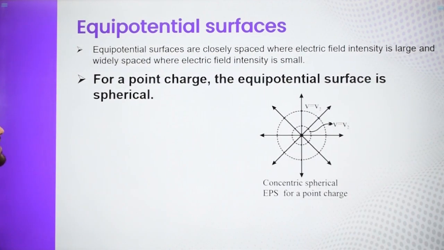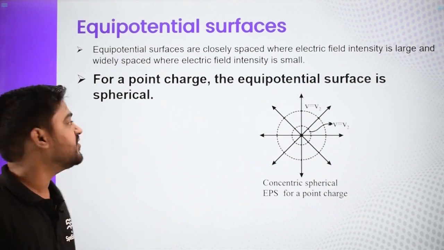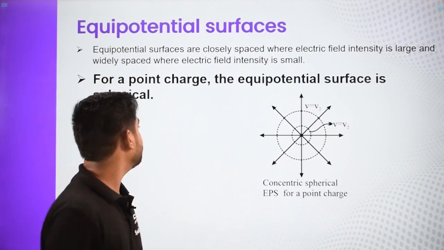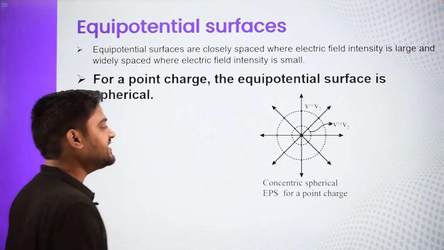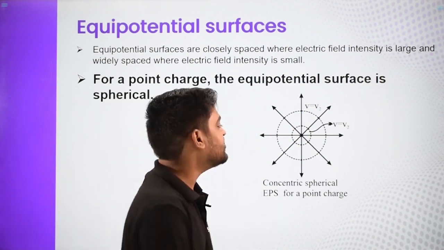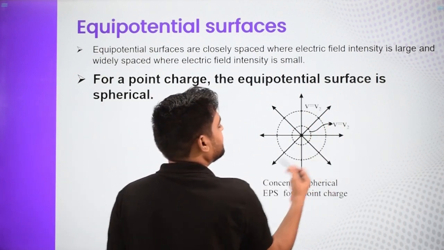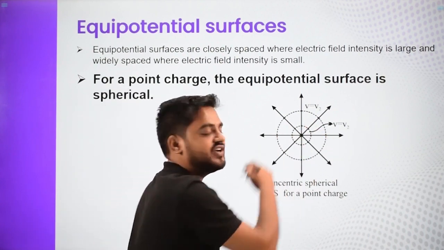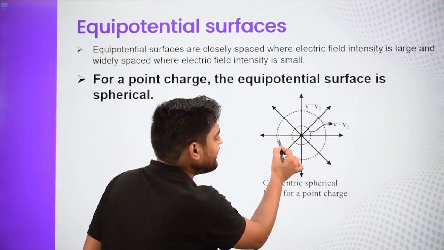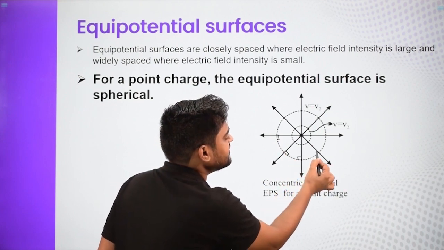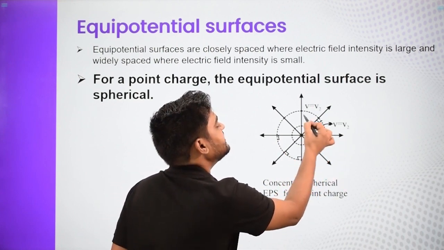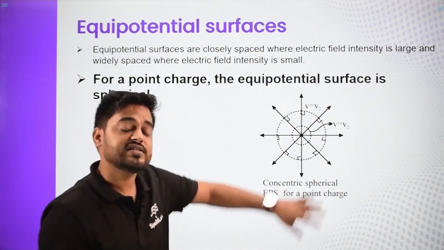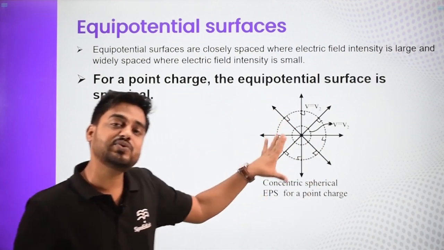Now, next is for a point charge. If we are talking about a point charge, then equipotential surfaces are spherical. We know that due to a point charge, the electric field lines are radially away. So the only option is basically this circle, as you can see in the figure, which is always perpendicular to electric field lines. So this is an equipotential surface which looks circular, but it is a 2D diagram.